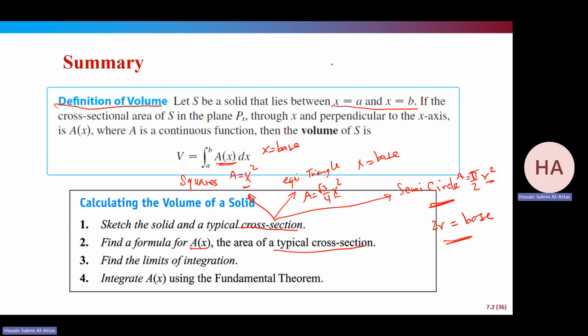It depends on the cross section. As I said, sometimes we have squares, equilateral triangle, semicircle. These are the 3 main shapes, and maybe other shapes. Find the limits of integration, then we just integrate, finding the volume.